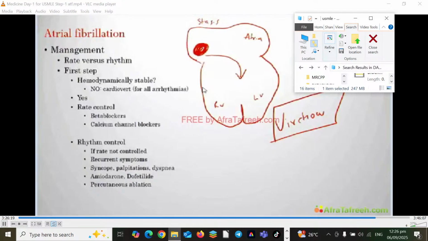Did you get this point? The atria was not contracting well. This led to a formation of a thrombus. Now suddenly you made it contract very well and the thrombus got dislodged. And that led to, boom, a stroke.